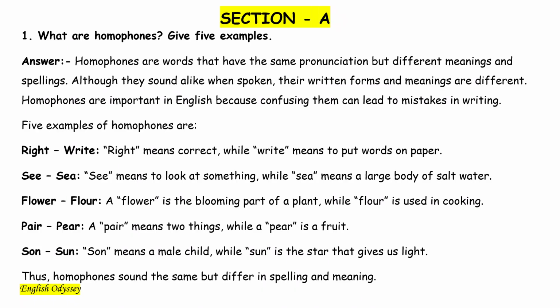What are homophones? Give examples. Give 5 examples. Homophones are basically words that sound the same but have different spellings and meanings. For example, write and right sound the same but their meanings and spellings are different. In this answer, I have explained the meaning of homophones and given 5 easy examples.